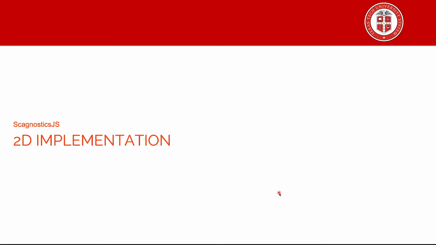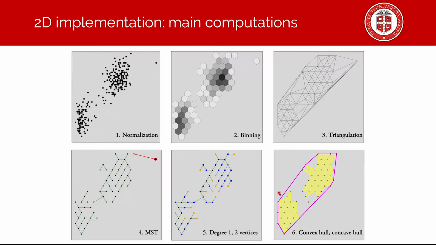2D implementations. In 2D implementation, these are the 6 main computation tasks. First, normalization. Second, binning. Third, triangulation. Fourth, building the minimum spanning tree. Fifth, finding the degree 1 and 2 vertices. And finally, finding the convex hull and concave hull. With these 6 main computation tasks, we will be able to calculate the 9 Scagnostics measures.